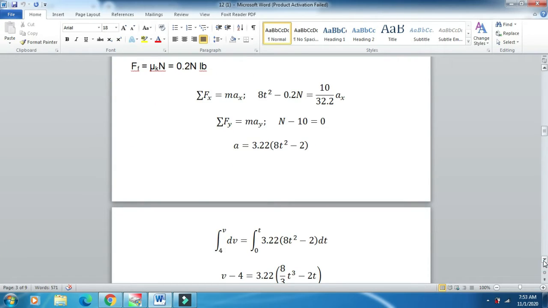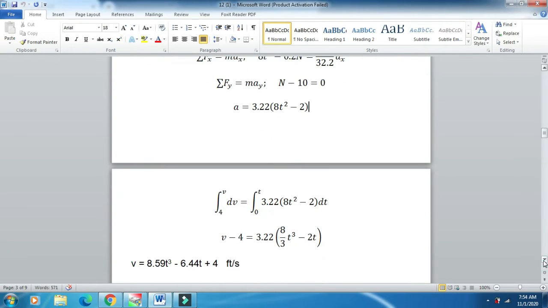Now from the second equation, we are getting normal force n equal to 10, and then we are getting acceleration in terms of time. But we have to find the velocity when distance is 30 feet. So we have to apply the other equations to get the required output data. So we use the kinematic equations.